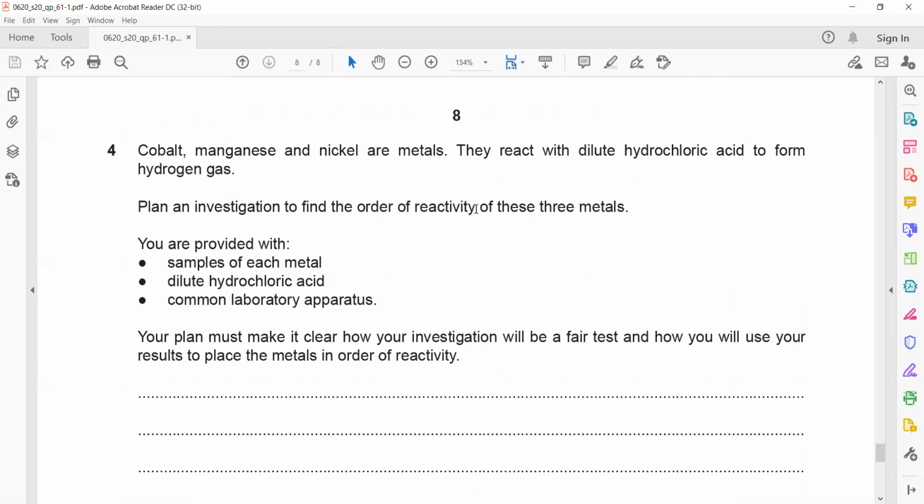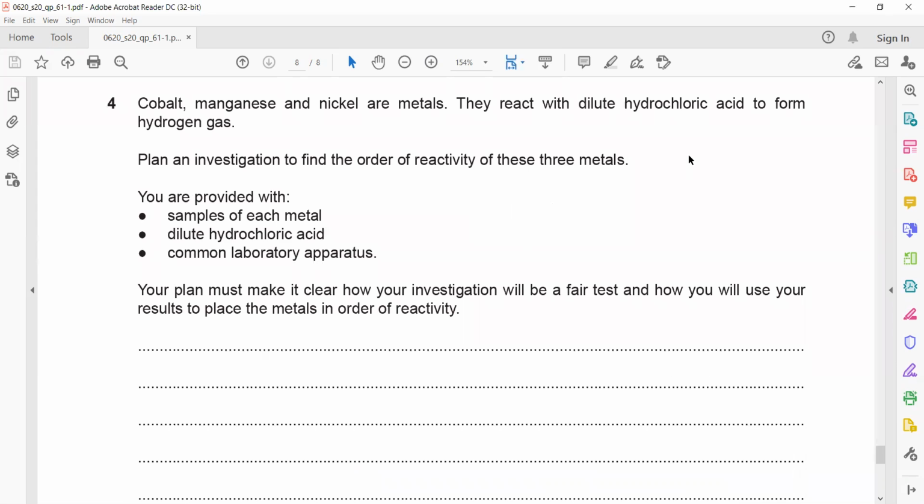Planning of experiment. Cobalt, manganese and nickel are metals. They react with dilute hydrochloric acid to form hydrogen gas. Plan an investigation to find out the order of reactivity of these three metals. You are provided with a sample of each metal, dilute hydrochloric acid, and common lab apparatus. Your plan must make it clear how your investigation will be a fair test, and how you would use your results to place the metals in order of reactivity.